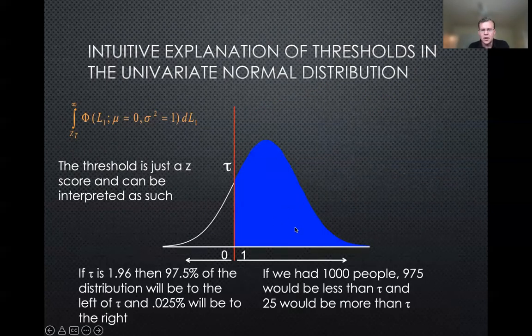area. Alternatively, if this threshold was 1.96, right? So over in this area here, then 97.5% of the distribution would be to the left of it, and 2.5% would be to the right of it. So if we had 1,000 people, 975 would be over here, and 25 would be over here. Obviously, where the threshold is going to determine how many people are unaffected and affected, respectively.